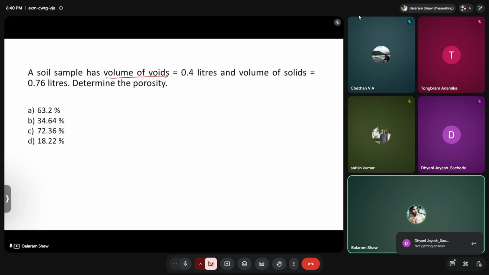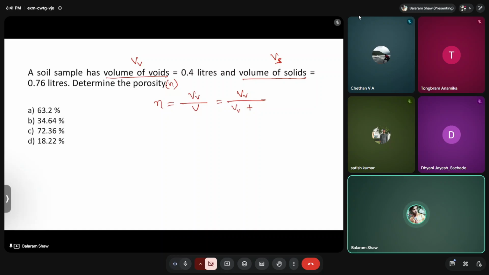Okay, I'll do that. Let's consider the volume of voids as VV and the volume of solids as VS. We write porosity as n. Porosity can be written as volume of voids by total volume, right? And we know the total volume can be written as volume of voids plus volume of solids. So volume of voids is 0.4, and the total is 0.4 plus 0.76.